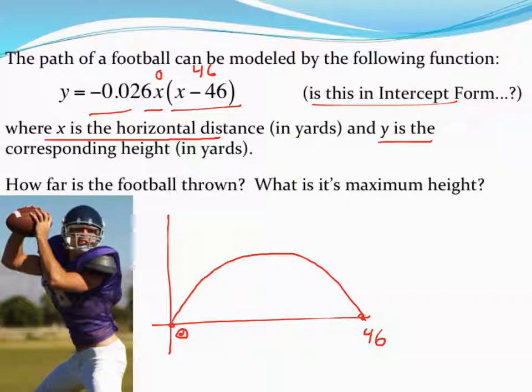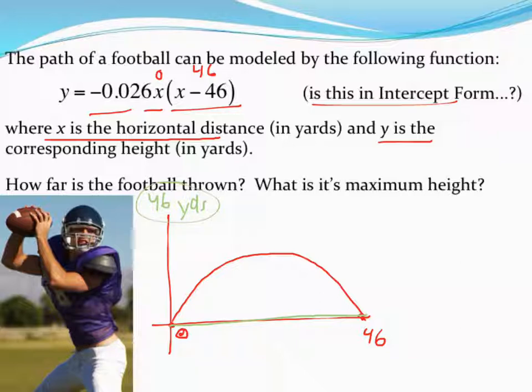So the first question then, if I look at my graph, actually kind of answers itself. It says, how far was the football thrown? Well, if I went from 0 yards to 46 yards, I threw that football 46 yards. I can see that from my graph. That's the 2 spots the football was on the ground.